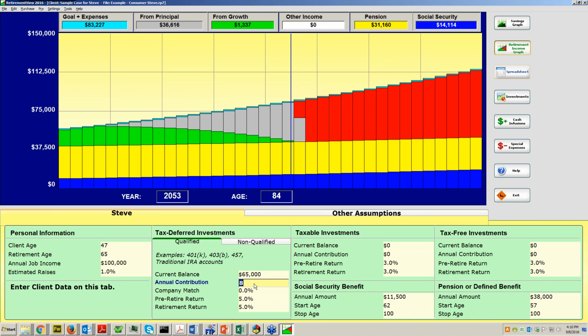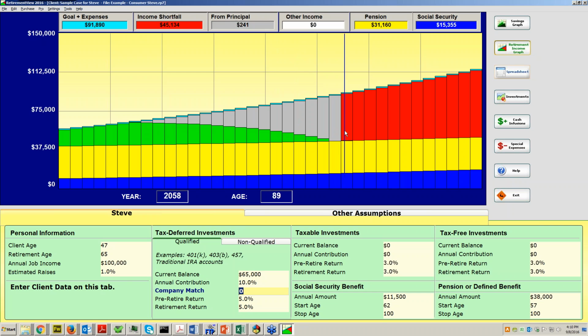What if he saved 10% instead of 8%? Then he gets out to age 88. So if he thinks he might live closer to age 90, then I think he should try to bump up his contributions if he can. That would be a smart thing to do. If he can't bump that up, then maybe consider doing something over here with putting some money away outside of his retirement plan at work.